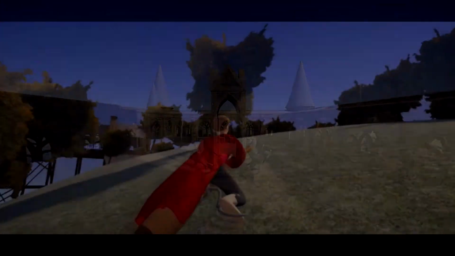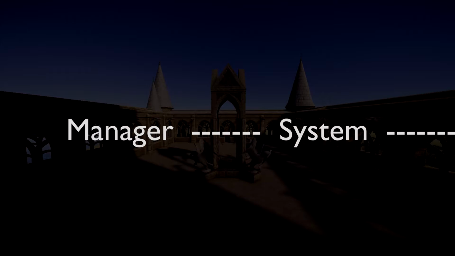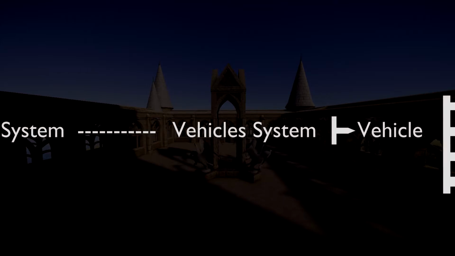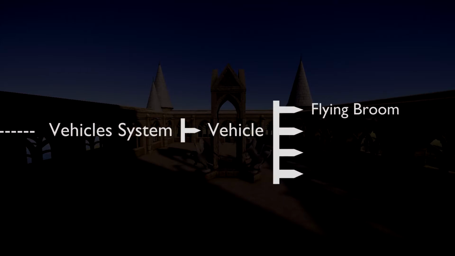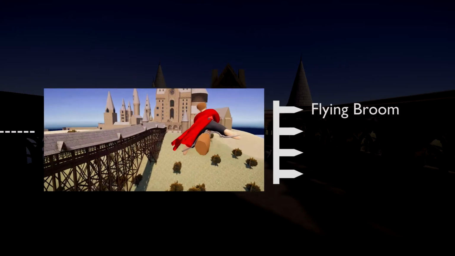It is time to talk about the flying broom. Well, we got the manager that contains a system, and that system is named vehicles. We got the class vehicle that could be a flying broom, etc. We got only the flying broom.